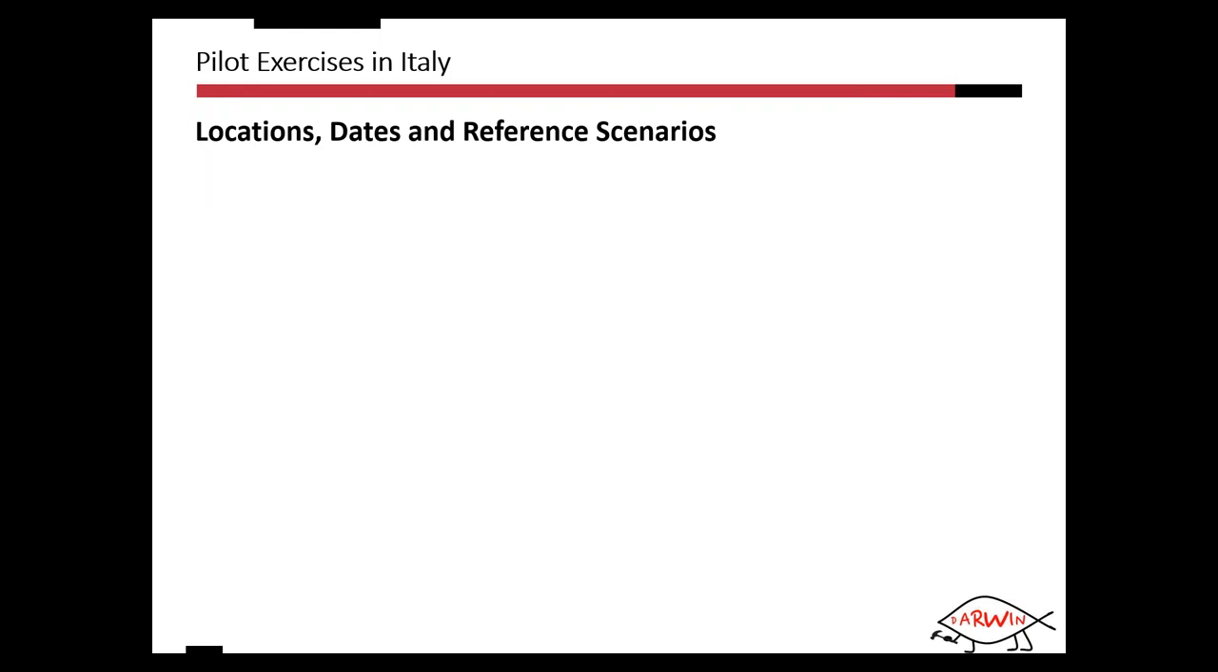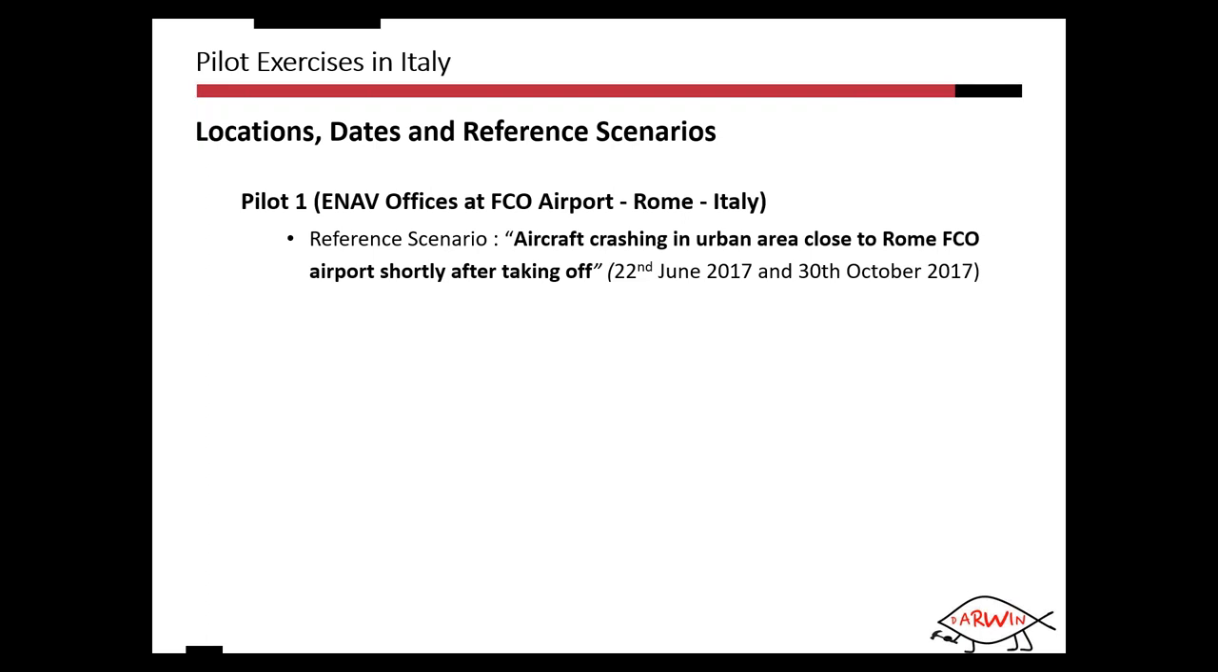So here is the full set. Overall, the pilot exercises were four. There was a big one in Sweden, on which you will be told also afterwards, while the Italian ones were three. The first one was mainly organized by ENAV, the Italian air navigation service provider. And it was organized around a reference scenario, we call it like that, about an aircraft crashing in an urban area close to Rome Fiumicino Airport shortly after taking off.